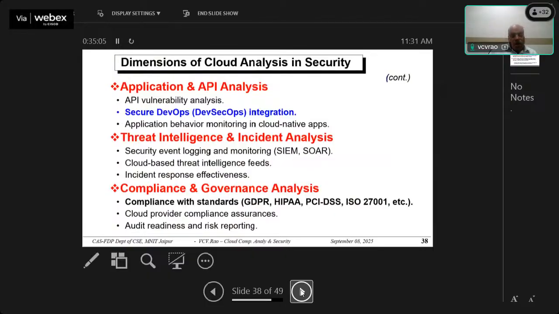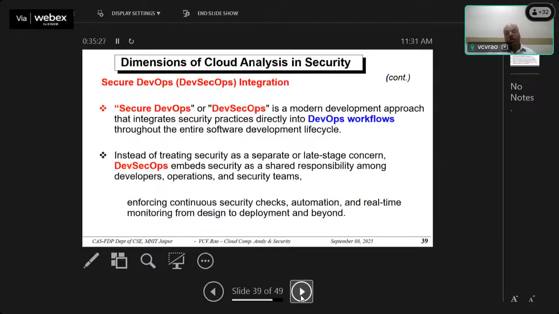So I would like to conclude in another 2-3 slides, then we will discuss maybe in my next presentation about the application and API analysis. This is very, very important. API vulnerability analysis, secure DevOps. Now the threat intelligence. Let us talk about only secure DevOps and then close it. Secure DevOps means what actually?